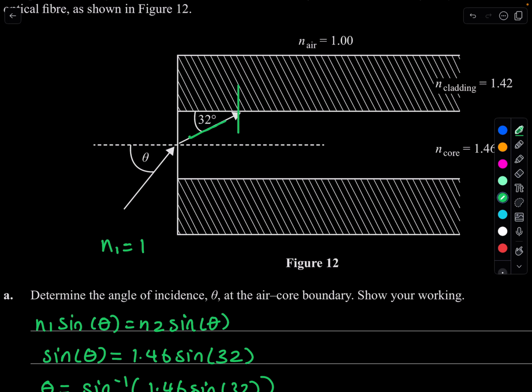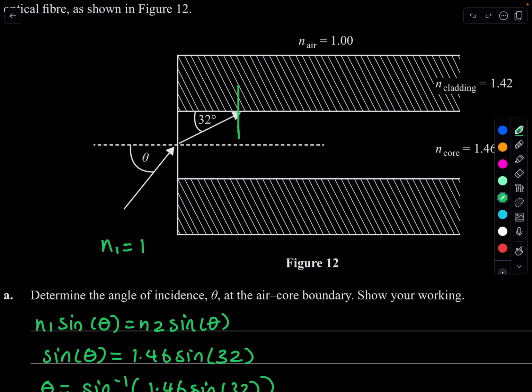So when this light ray comes here, is it going to pass? Is it going to refract into the cladding, or is it going to be totally internally reflected going back to the core? That's what we want to determine. To know what really happens, we have to look at the angle of incidence.